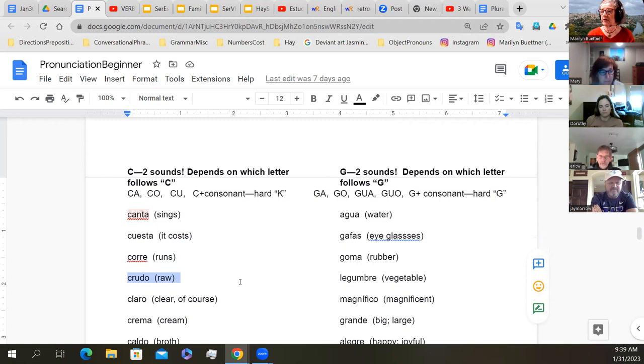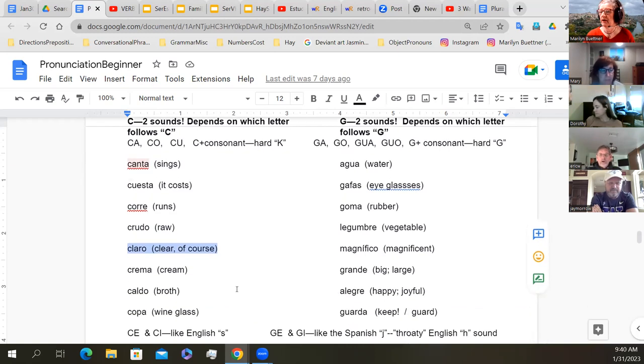But all K, K, K sounds. And next, we've got a word that means clear, but people use it to say, well, of course, like to agree with you, okay? A responsive affirmation. And that word is claro. Claro. Okay, claro. So a C-L, a C-R, a C-O, a C-U, a C-A, we've got our cuckoo sounds.